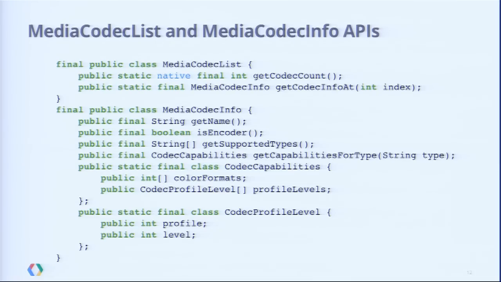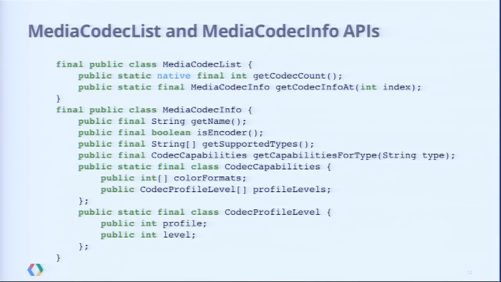So you need this inner class called codec capabilities in order to find out the specific capability. What are the capabilities exposed through this API? Basically, two pieces of information. The first one is a list of color formats that is supported by this codec. The second piece of information is a list of profiles and levels supported by this media codec.